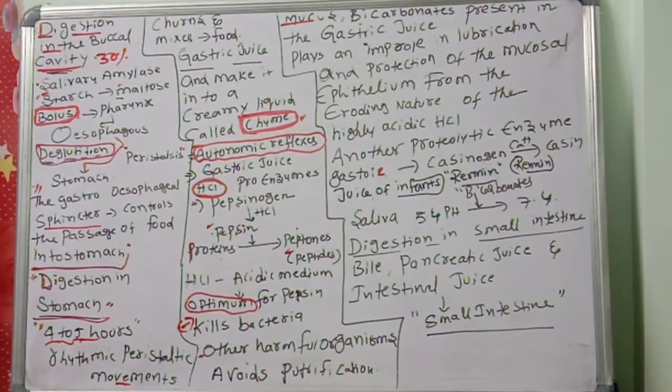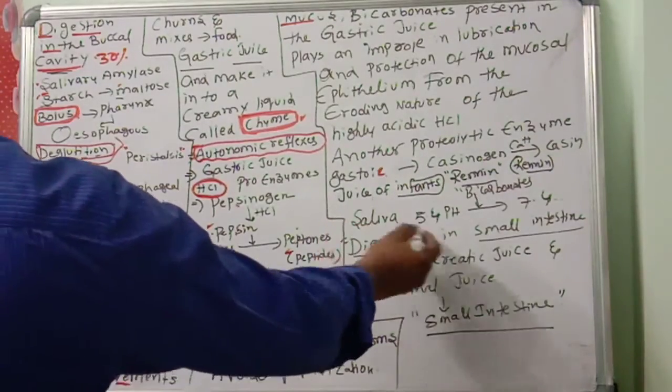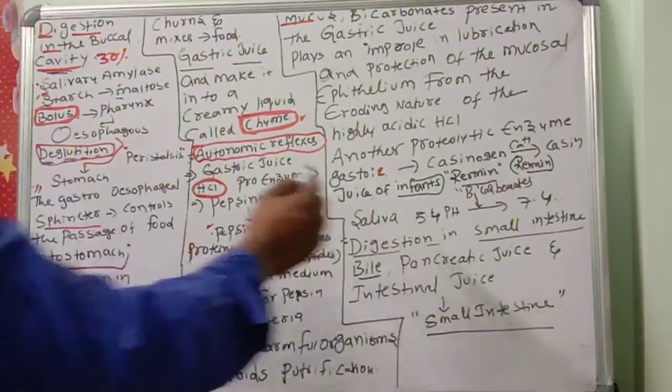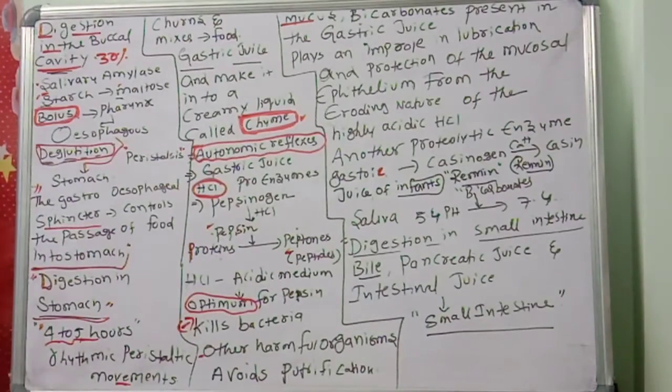Next, digestion in the small intestine. Next concept: digestion in the small intestine. Bile and pancreatic juice are very useful. So now, next concept: digestion in the small intestine.